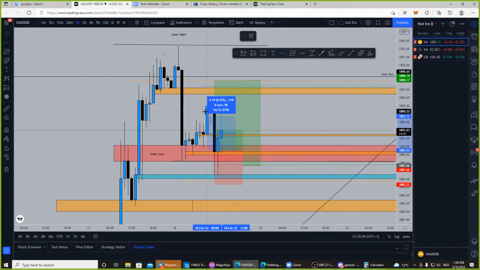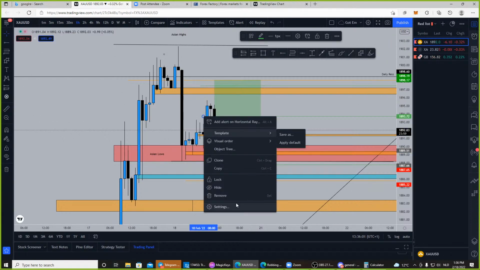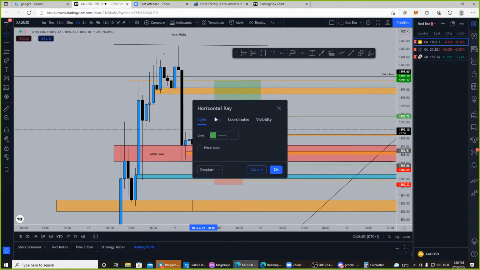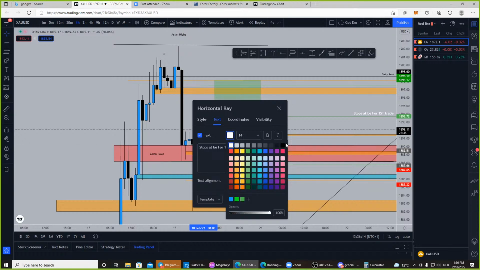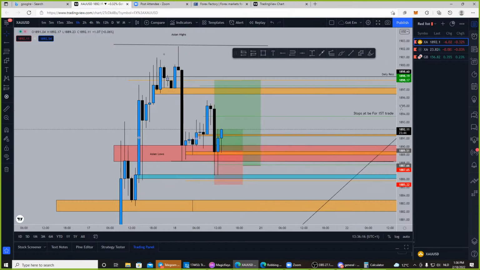So when price reaches here, I will put stops at break even, at BE for first trade, right? Make that black, whatever. All right.